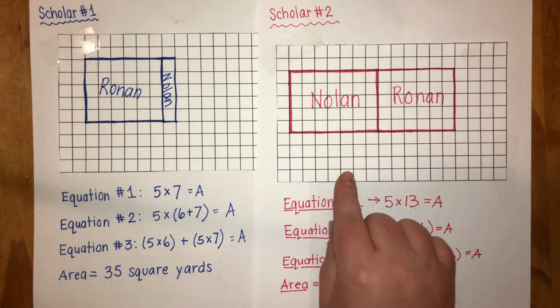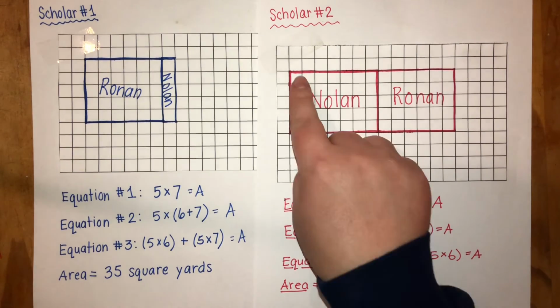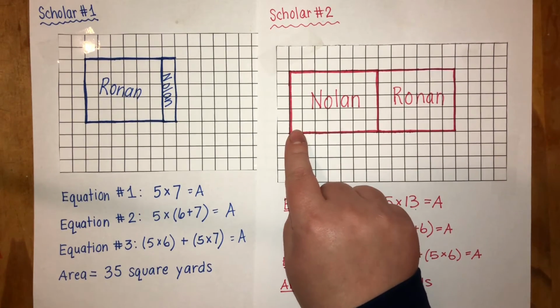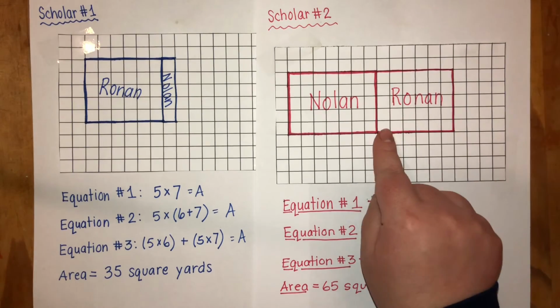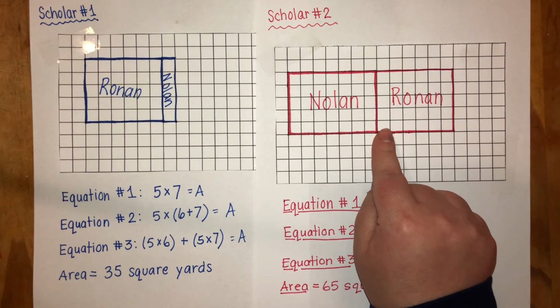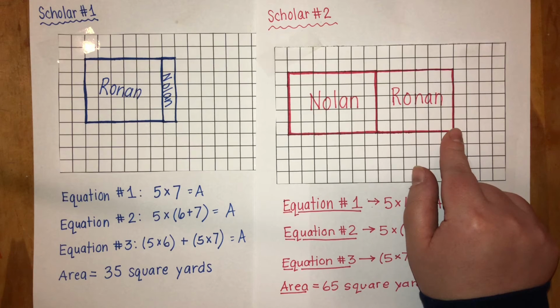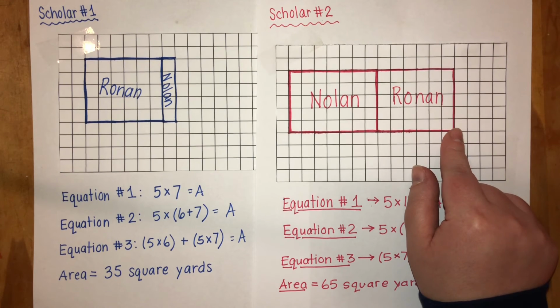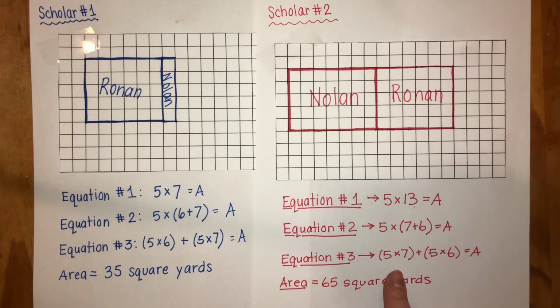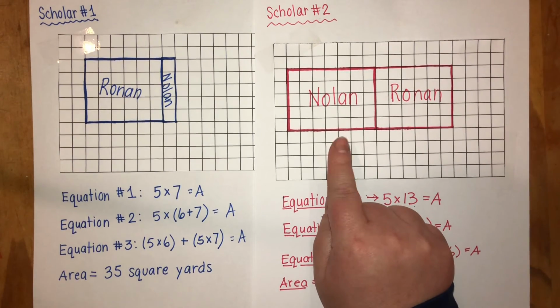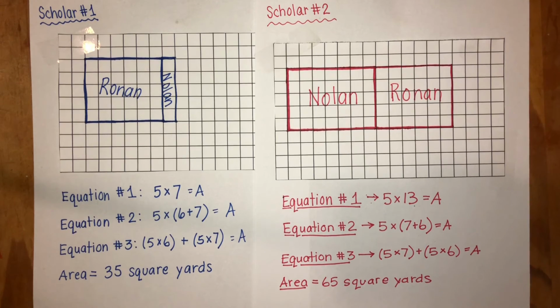Scholar 2, however, represented the question with 5 yards as the width and 7 yards as the length for Nolan, which is the correct dimensions, and 5 yards as the width and 6 yards as the length for Ronan, which is the correct representation. Each of these equations correctly represents the question and the drawing.